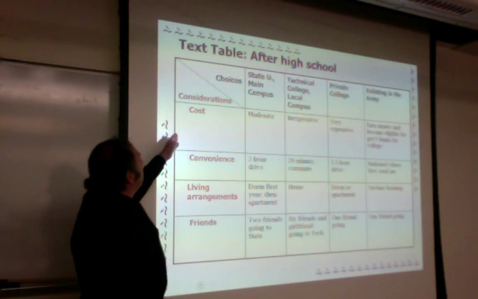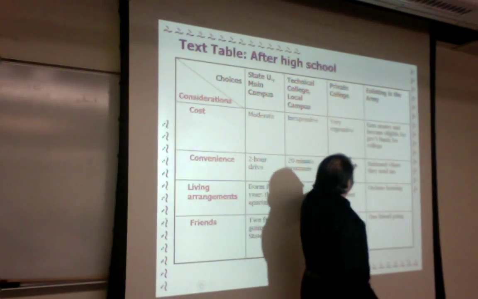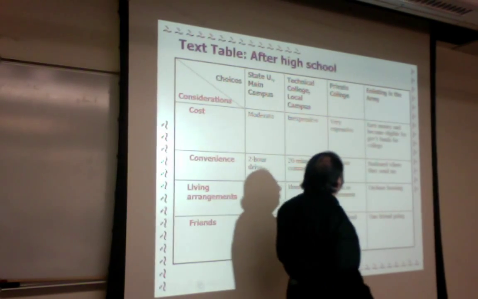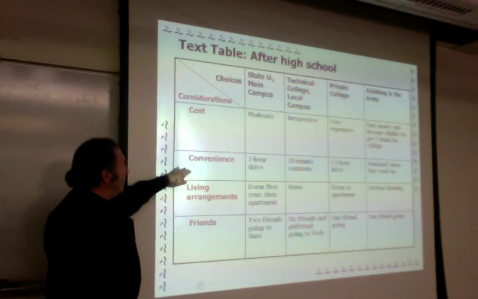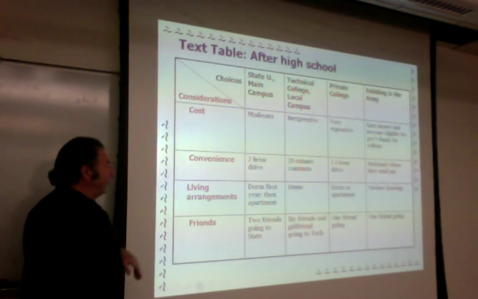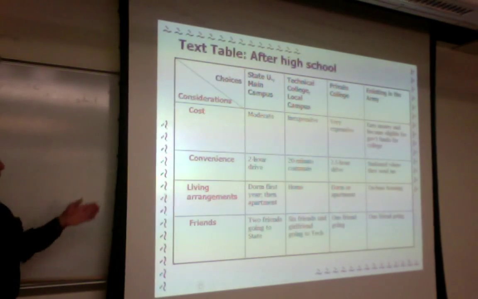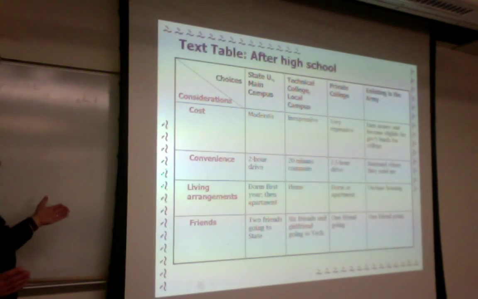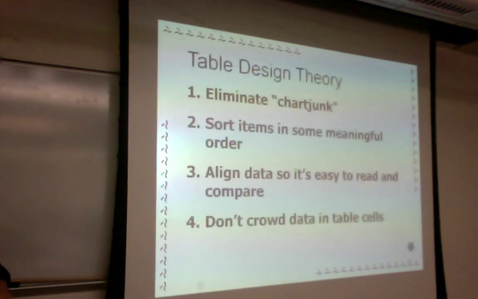So we can go right across here looking at cost. We go from moderate, inexpensive, very expensive, and that one is earn money and become eligible for government funds for college. And then how convenient is it? What kind of living arrangements are made? What happens with your friends? Okay? So it's a very, very simple way, and you see there are really very few numbers used. It's mostly about different situations that would come up.